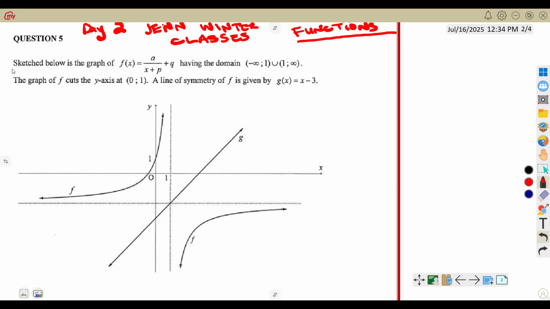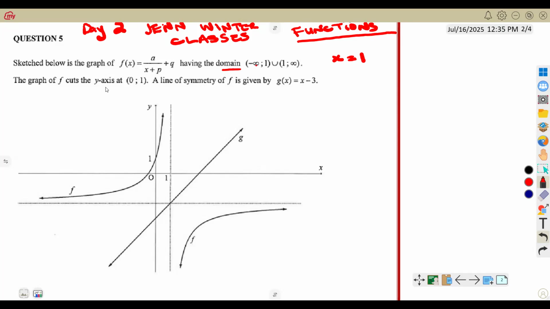So we are going to start with question 5, which is saying sketched below is the graph of f(x) equal to a over x minus p plus q, having the domain from negative infinity to 1, union from 1 to positive infinity. So once we know the domain of our rational function, our hyperbola, we can get the equation of the vertical asymptote. In this case, the equation of the vertical asymptote is given as x equal to 1, which is this value here, which is helping us to get the domain.